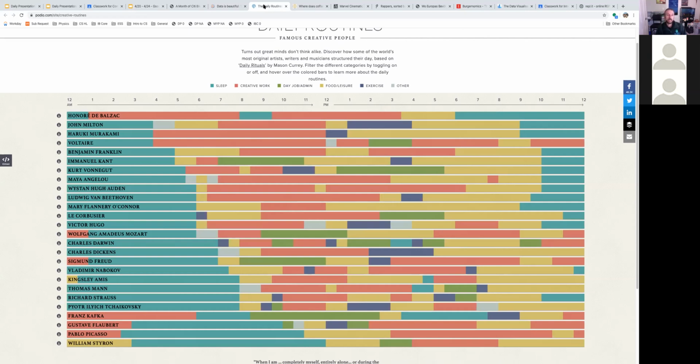I like this one, daily routines, daily rituals of creative people, famous creative people. The blue shows when they were sleeping. The red shows when they were being creative. The green shows us when they are doing their day job. So you can see someone like Kant, who was a famous philosopher, spent like an hour of his day writing. And when you hover over it, as I'm doing, it shows us what is meant by creative work. So Voltaire, he was working in bed and dictating his thoughts to a secretary at 4 a.m.